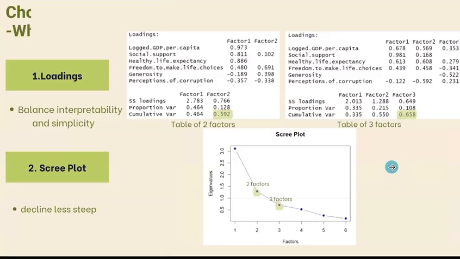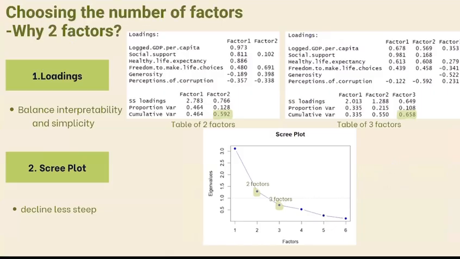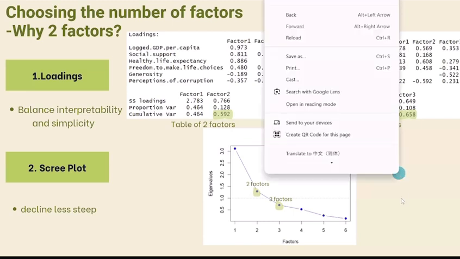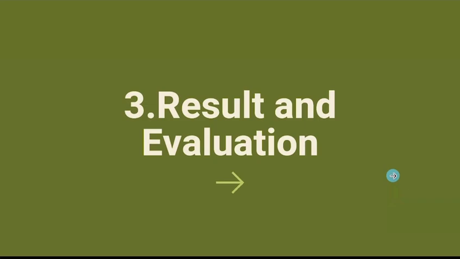I want to talk about the second step, why we chose 2 factors instead of 3. We have 2 criteria. First, according to the loading table, we can see that 2 factors explain around 59% of the total variance, while the 3 factors only explained around 65% of the total variance. We want to balance interpretability and simplicity. So, since they don't have a huge difference, we chose 2 factors. And also, we generated a scree plot, which shows that 2 factors is the elbow point. So, based on these 2 criteria, we chose 2 factors and then we visualized our result.